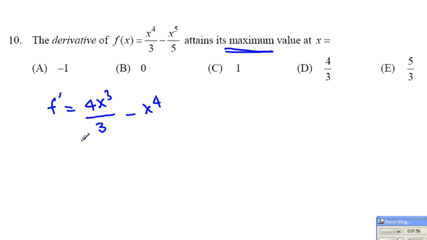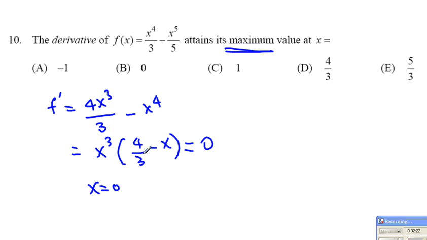Now we realize that x to the 3rd is common, so we can simply write it as x to the 3rd times 4 over 3 minus x. Then we have two values here where the slope will be equal to 0. The first one will be when x equals 0, and the second one will be when x equals 4 over 3. Now, if you were to draw the number line, we will end up getting something like this.